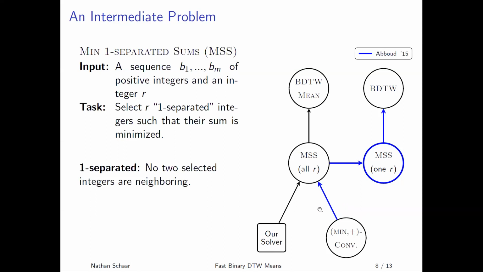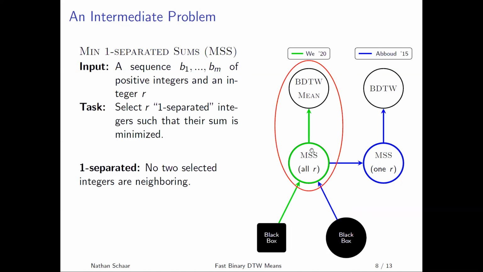And now we use either their solution to solve this problem for all r, or we use our own solver for that. And if we have all the solutions, then we can use them to compute the mean. And in the next slide, you will see how we get from min-1 separated sums to binary dynamic time warping mean. But we will not focus on how we compute the min-1 separated sums solution.